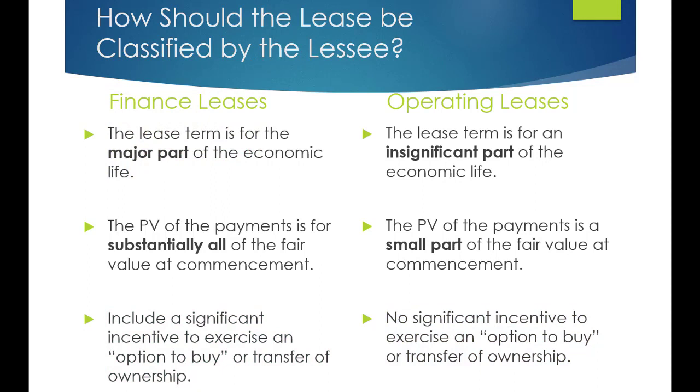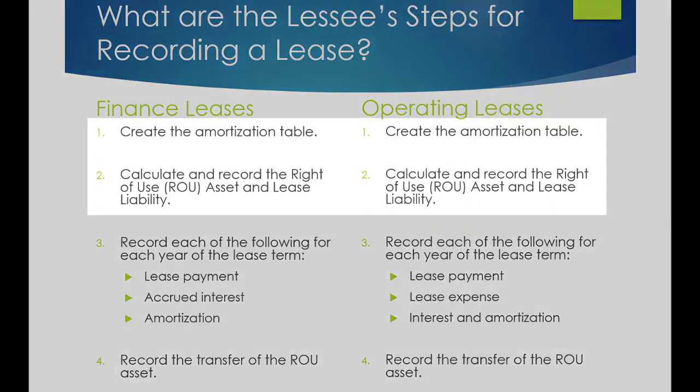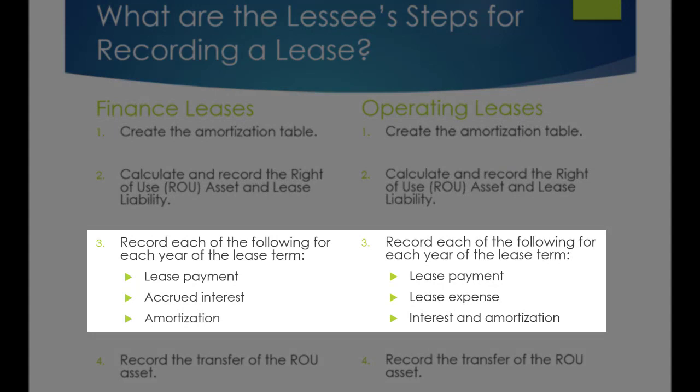Now, once I decide how to classify it, then I'm finally ready to do the journal entries. And luckily, they're relatively similar. So the first couple steps are exactly the same. I have to create what we call an amortization table, which we've done in the past with bonds. Now we're just going to switch it to a leased asset. We're then going to calculate and record a right of use asset, that's what we call a leased asset, and a lease liability. We'll do that for both finance and operating. Then each period we'll record the payment, accrued interest, and amortization.